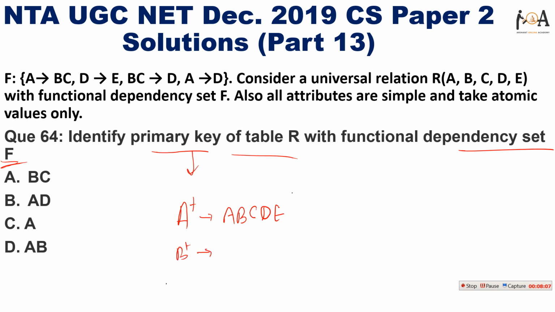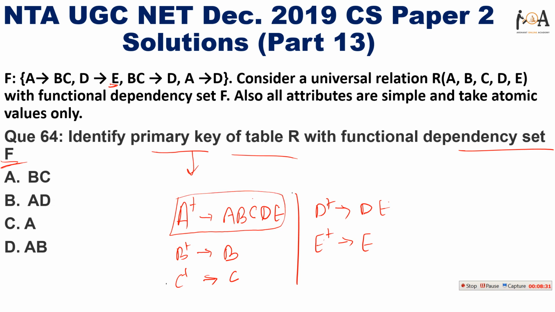Closure of B is B, which can only derive B and nothing else. Closure of C is only C because C can only derive itself. Closure of D is nothing but D itself, and it can also derive E. So closure of D is D and E. And closure of E is only E because E can only derive E. So only A is the key which can derive all the other elements uniquely. So it is a primary key. So option C is the right answer.